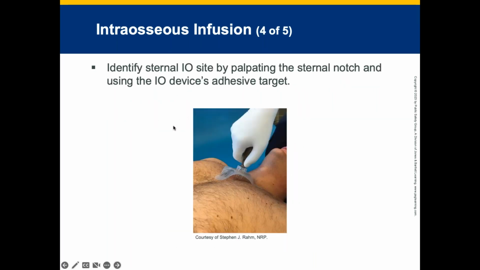Another one here also is what they call a sternal IO. So identify the sternal IO by palpating the sternal notch and use the IO device as an adhesive target, and then you can drill in. Now again, we're not doing sternal IOs in New Hampshire. It's not in Maine as of right now. The sternal IO site also has an extremely rapid flow rate as well, which also helps.